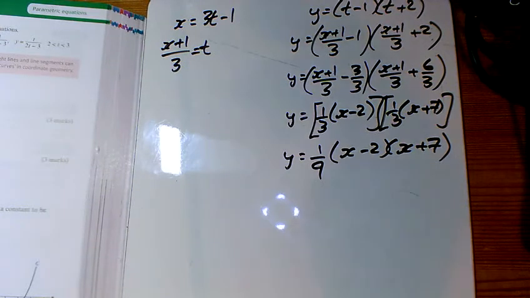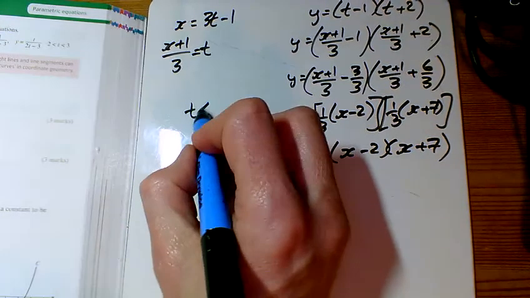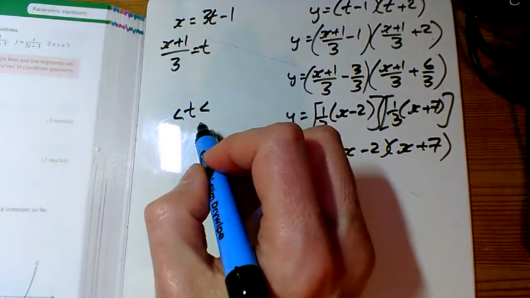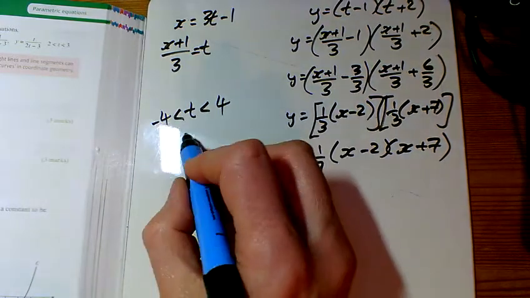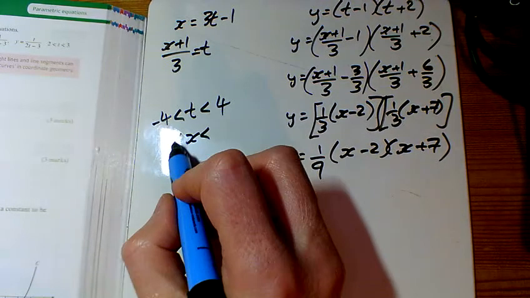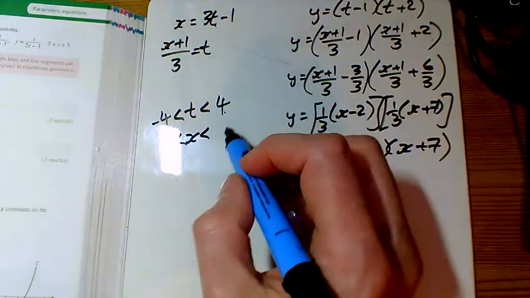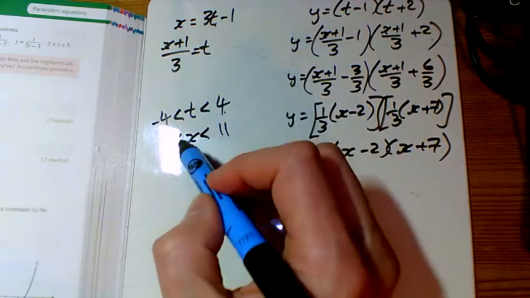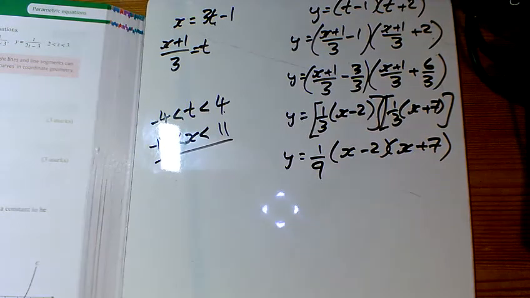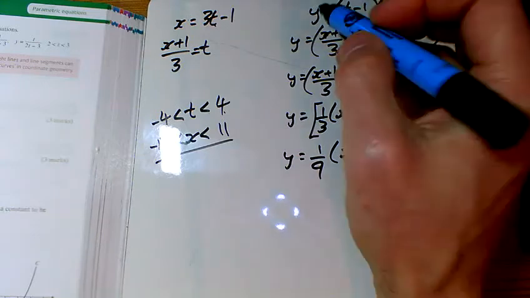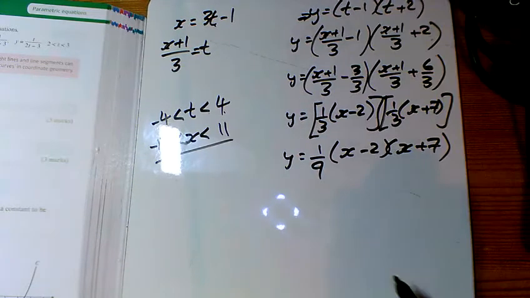Now, what about the domain and range? So we're told that our t values are from -4 to 4. The x values are reasonably straightforward. Stick the 4 in here and we get 11. Stick the -4 in there and we get -13. There's our domain.